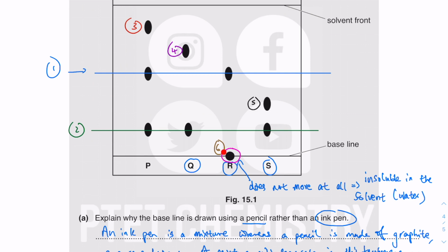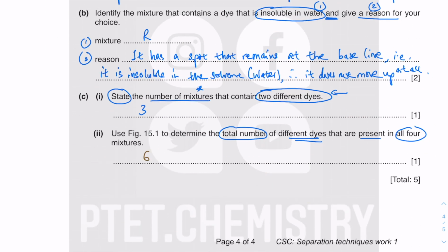Alright, so this is the one that doesn't move, which is one of the dyes. These all have spots at the same horizontal level, so they travel up with the same solubility in the solvent, the same substance, so they separate into the same spot horizontally. Okay, so this is only one spot considered. This is another substance. These 2 spots overlap at the same horizontal level again. They both travel up the same distance from the baseline. So these 2 are the same substance. It's just considered as one substance. So 1, 2, 3, 4, 5, 6. So altogether, there are 6 different dyes present in all the 4 mixtures.